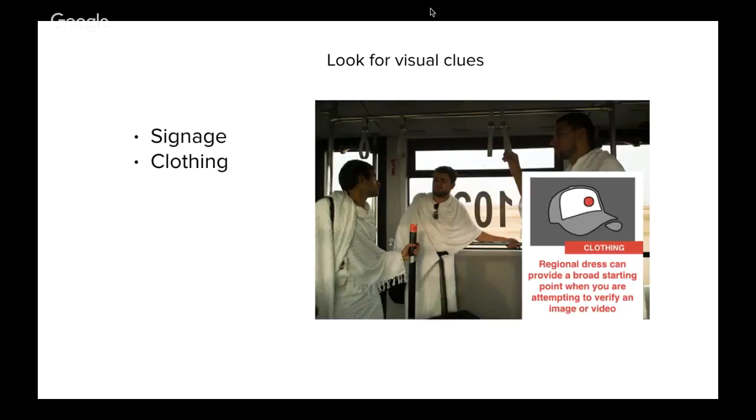What else is there? Clothes. What clothes are people wearing? Does that fit with the country or with the region that the story or the person sharing this picture or video is talking about? Do the clothes fit with that? So clothing, any regional dress, can provide a broad starting point. It can give us a broad idea of what location this might be.